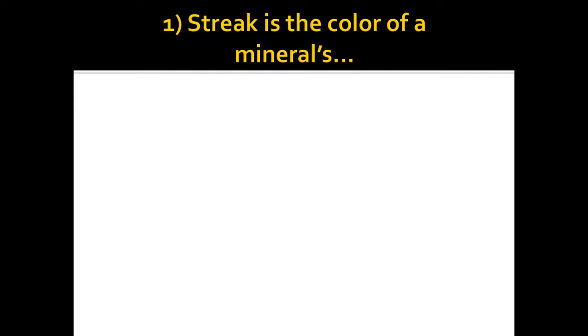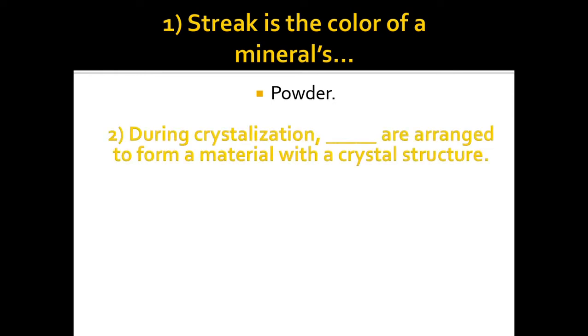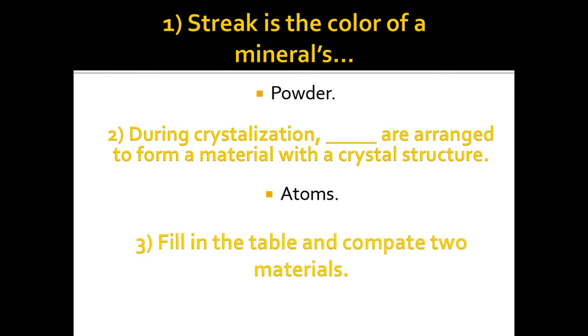The first one is streak is the color of a mineral's powder. Of course. All right, let's continue. Number 2. During crystallization, are arranged to form a material with a crystal structure. I'm pretty sure you remember this. This is something that we studied in class already. And the answer is atoms. Atoms are the ones that are arranged in a certain way.